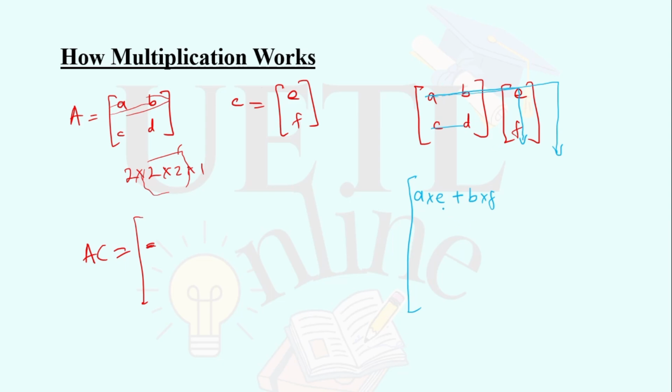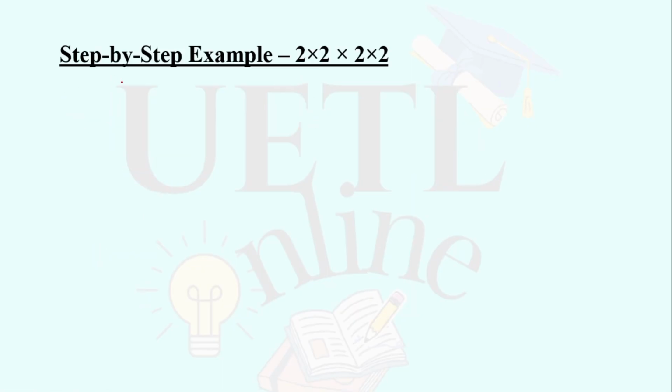Now let's take a look at an example. I think that way you can understand better. It's multiplying the row with the column. Now let's understand the step-by-step example. We have an example where we are going to multiply 2 by 2 matrices.